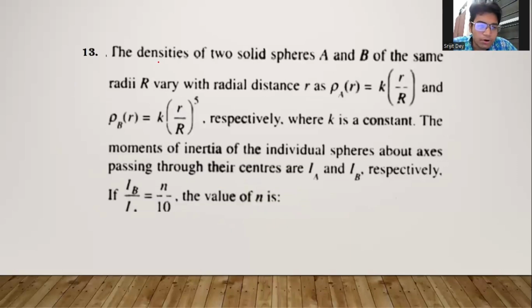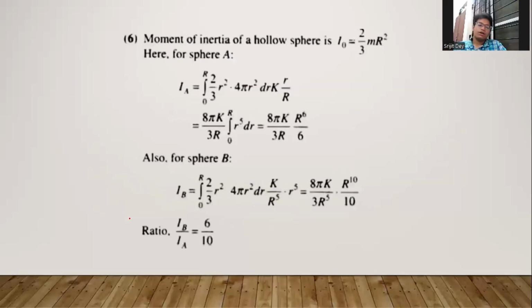Okay, now this is an important question. Over here, your rho function is given. So basically, you need to find IA by ID. Now, this is very simple. All you need to do is understand that I is integration of dm r square. So how will you get your dm? You will get dm as rho into dV, where rho is your volume mass density.